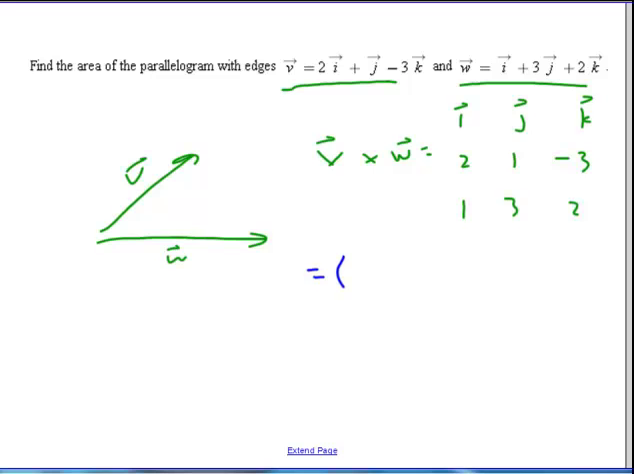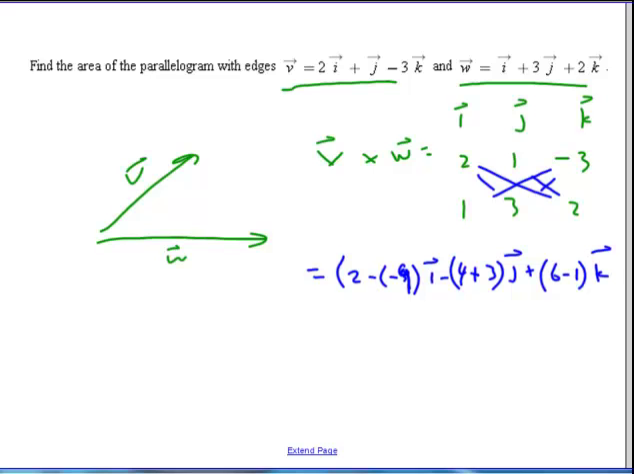Okay, well this equals 2 minus 9 I minus 4 minus 3 j plus 6 minus 1 k, which simplifies to 11I minus 7j plus 5k, and that's v cross w.